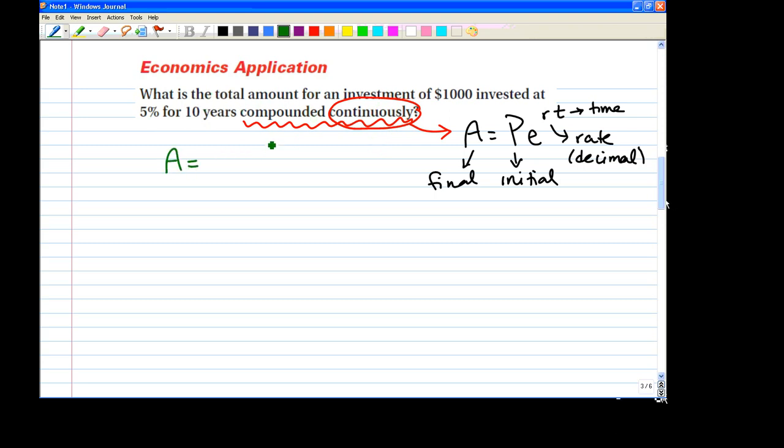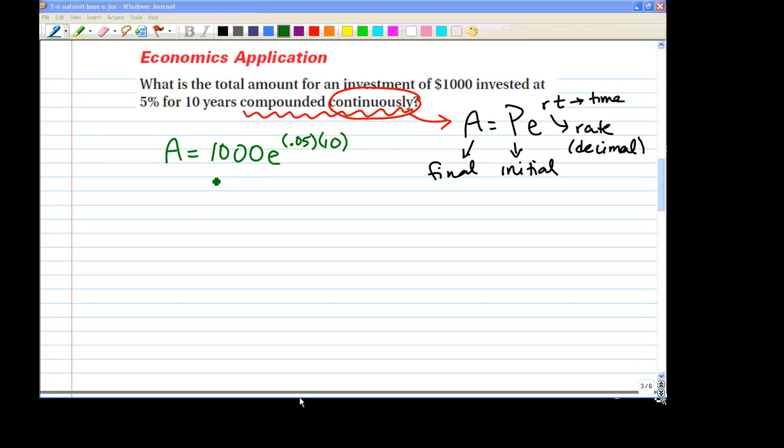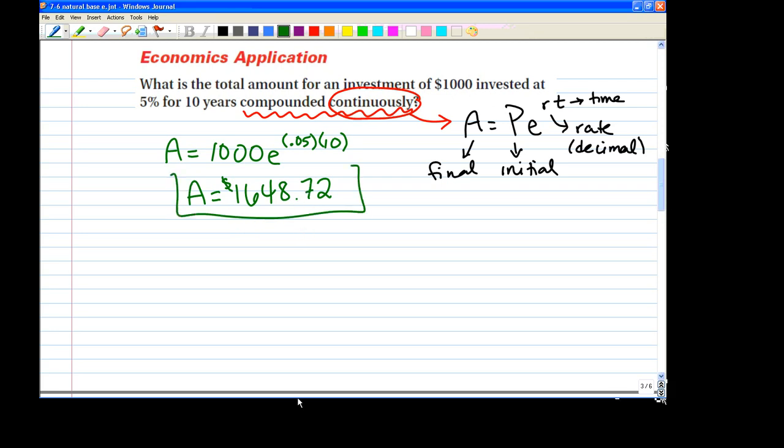So we'll have $1,000, so there's our value for P, times E. Our rate is 5%, so that's 0.05, and our time is 10 years. At this point, you could just plug that into your calculator, and you'll get A equals 1648.72. So after 10 years at 5% interest compounded continuously, $1,000 will become a happy $1,648.72.